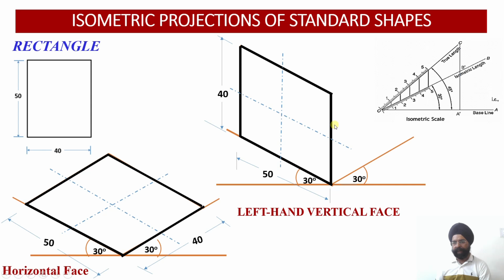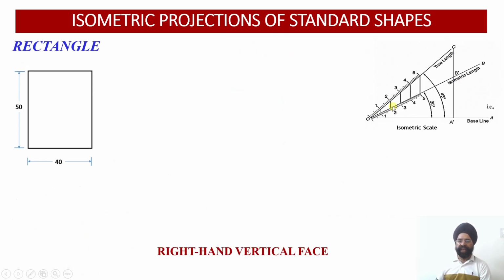The center point will be the midpoint of this; you join the axis line one half, then the midpoint of this and the midpoint of this, and this will give you the axis point. So this is the left hand vertical face. We are looking from the left, and the depth will be shown, if required, on the other side. Okay, next one is the right hand vertical face.